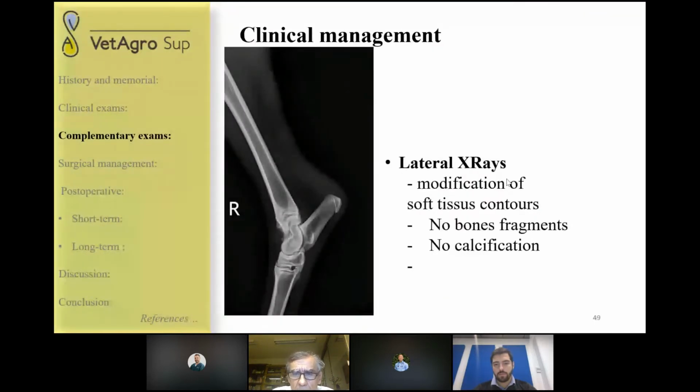On the X-ray, we didn't see at this time modification of the bone contour. We have no bone fragment, no calcification, and we have maybe modification of the density of soft tissue, particularly on the tendon. Oh, sorry. Next slide.